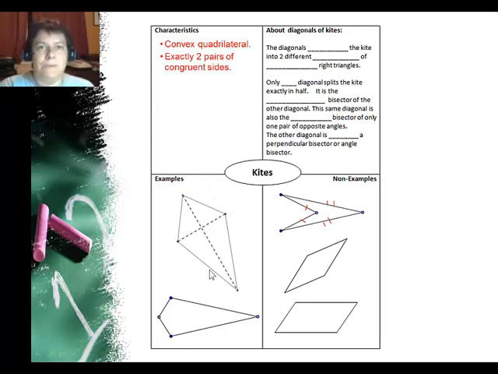Another characteristic of kites is that they have two pairs of congruent sides. So I have a pair here, and I have another pair on the bottom, and there it is. And then I have a pair on this kite, and I have another pair here. And for this image right here in the middle, this rhombus, all four sides are congruent. So that can't be a kite because it has four congruent sides.